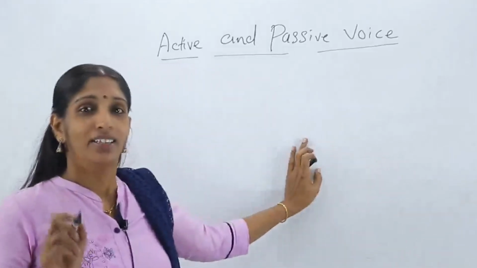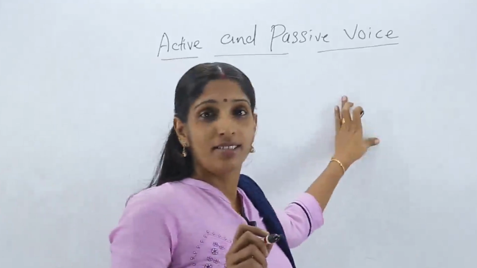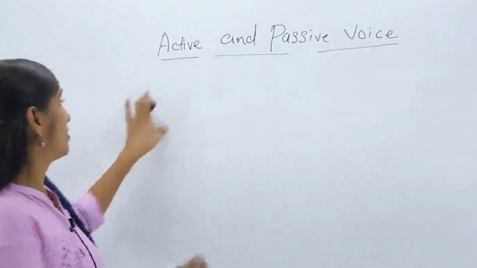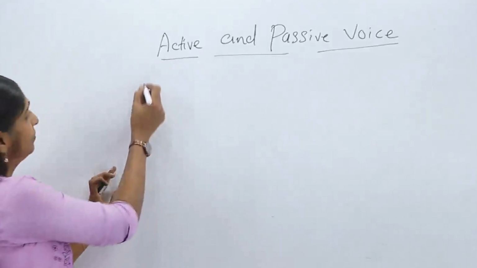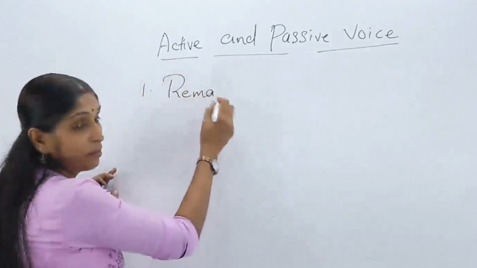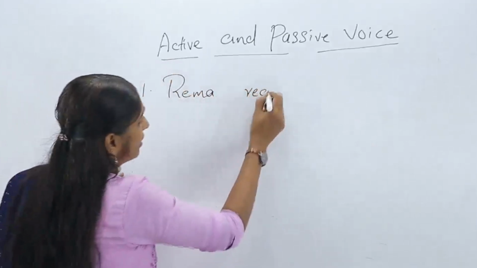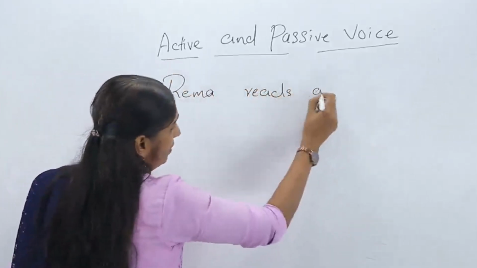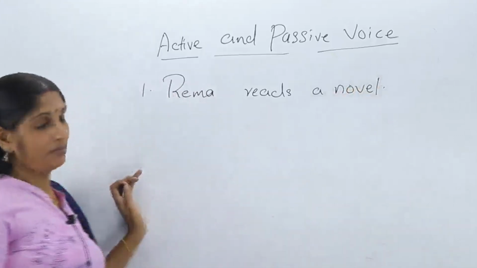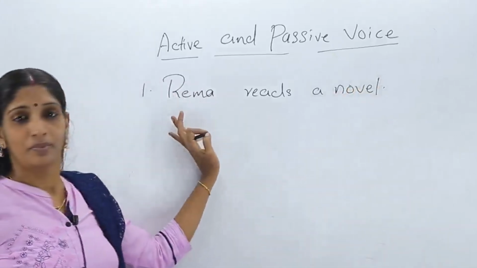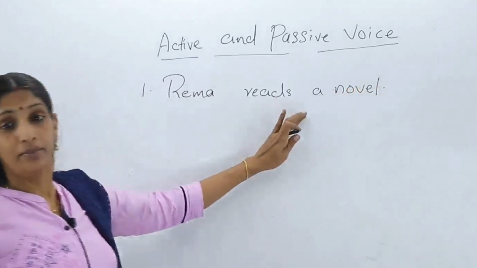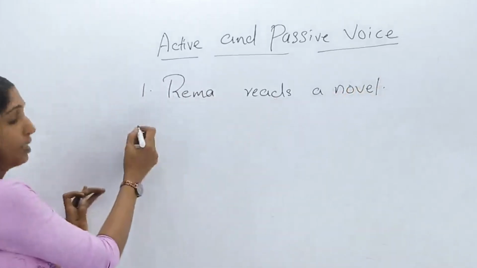Okay. I'll give you a few examples. Can you do it in the class? Okay, good. First one, please write down. Rama reads a novel. Rama reads a novel. Okay, have you done it? Have you written? Okay, I'll give one more.